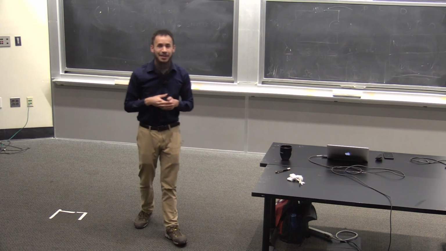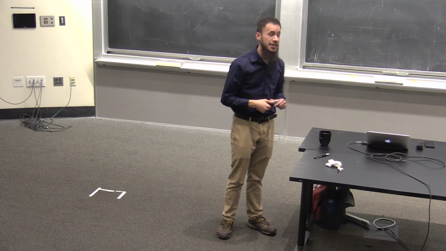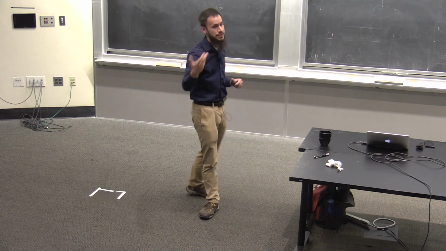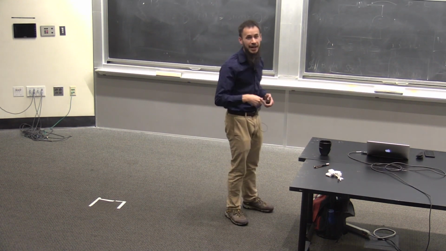Why did it choose 38? I think it chose 38 because 38 works. There's actually a formula for it. It doesn't want to choose a value that's too large or else it'll overflow. And it doesn't want to choose a value that's too small or else you lose precision. So it's able to find a balancing point.